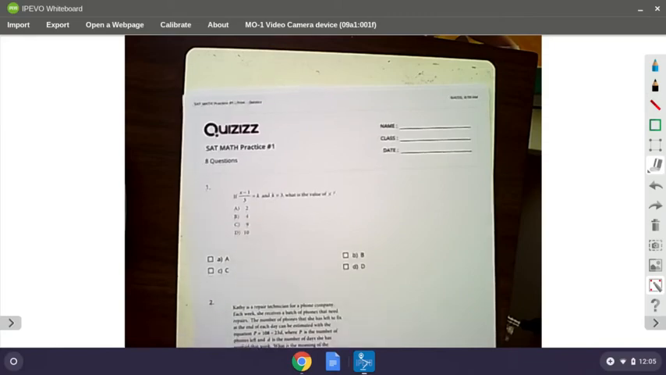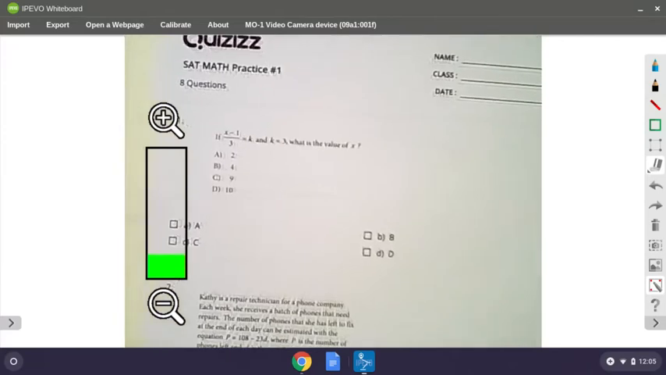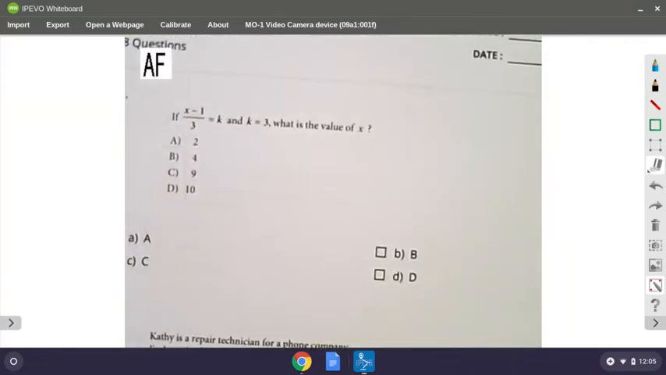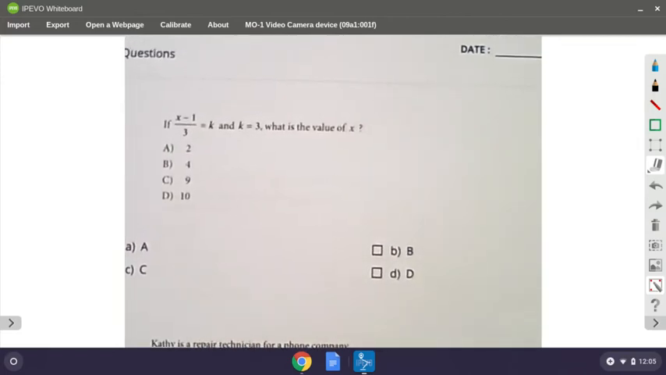All right, so I just figured I would go over the SAT problems in case any of you were curious how to do them. So here we go. The first one gives you this equation, x minus 1 over 3 equals k, and k equals 3. It says, what is the value of x?